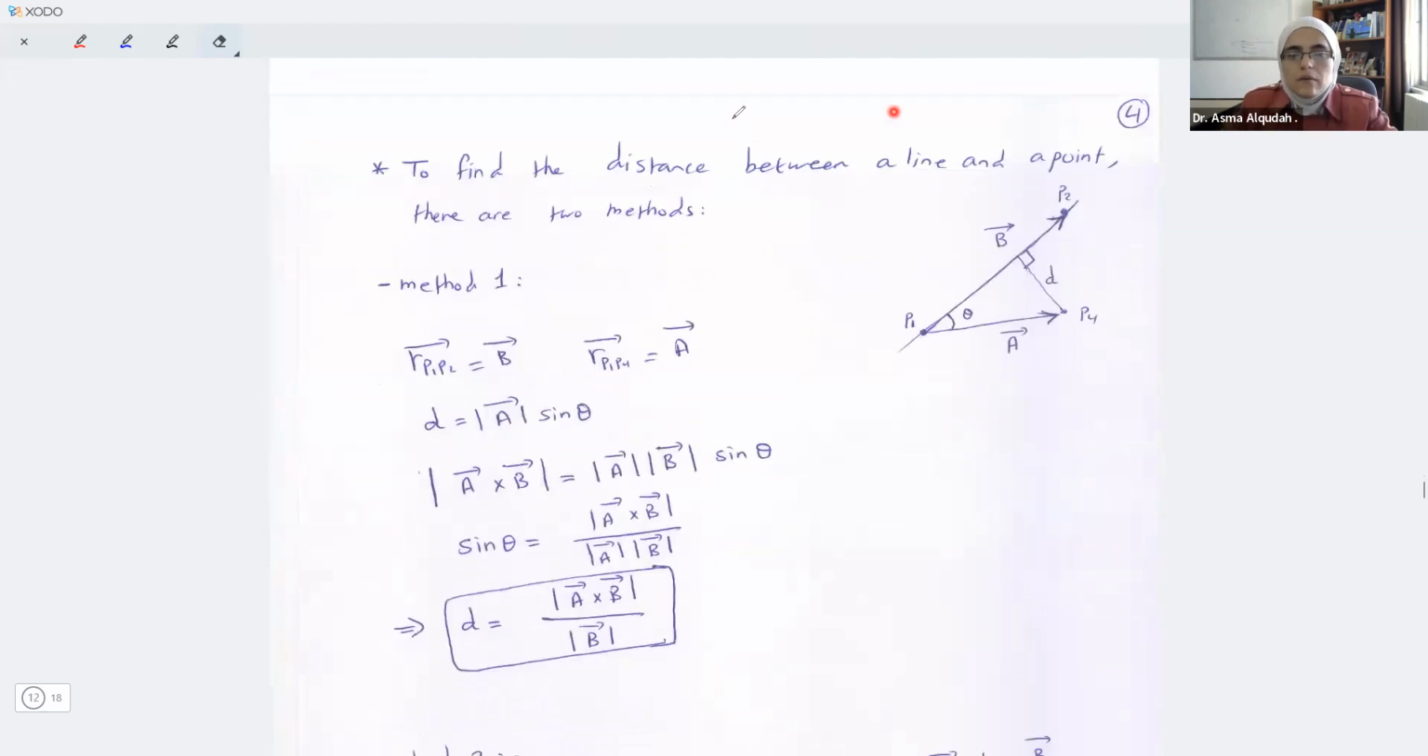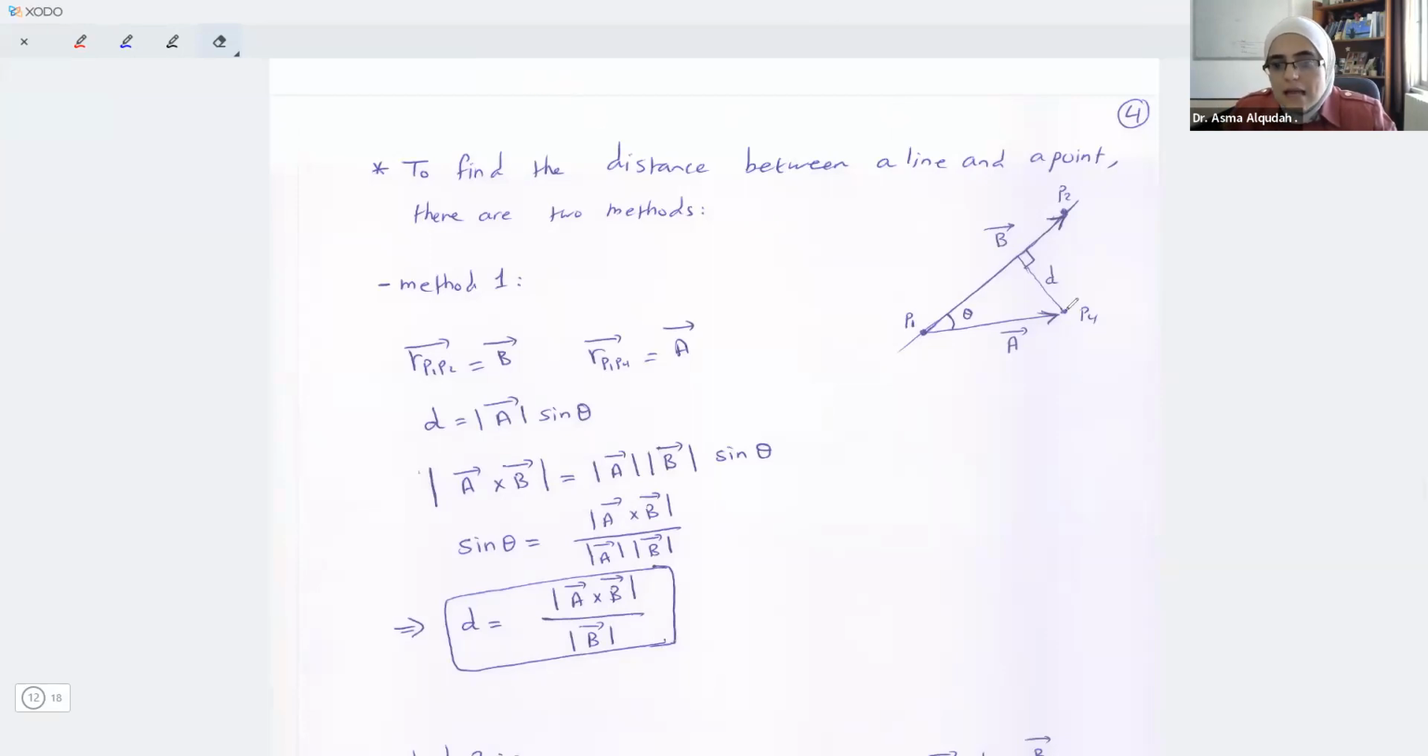Now, on this page, we want to find the distance between a line and a point. We mentioned how to find the distance between a point and a line in the previous lectures, and we will mention it again now. We have two methods to find the distance between a point and a line.